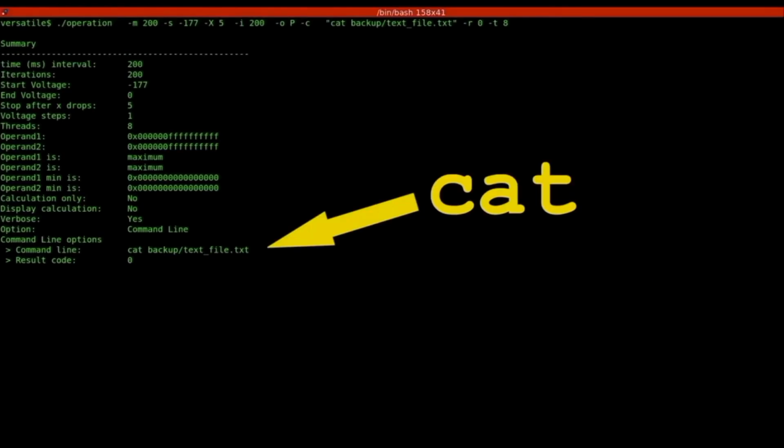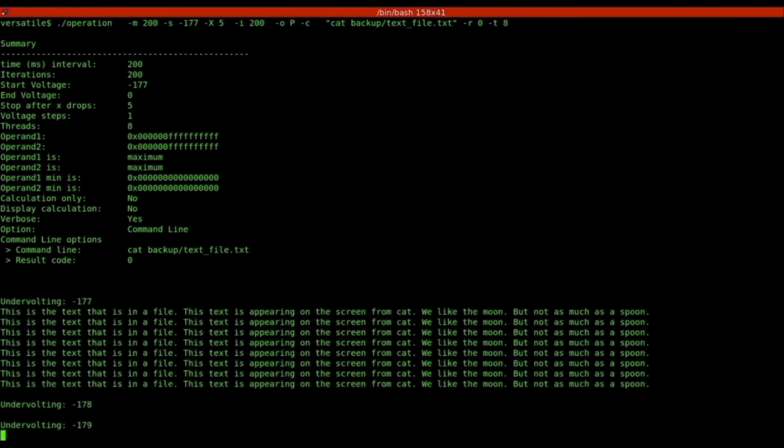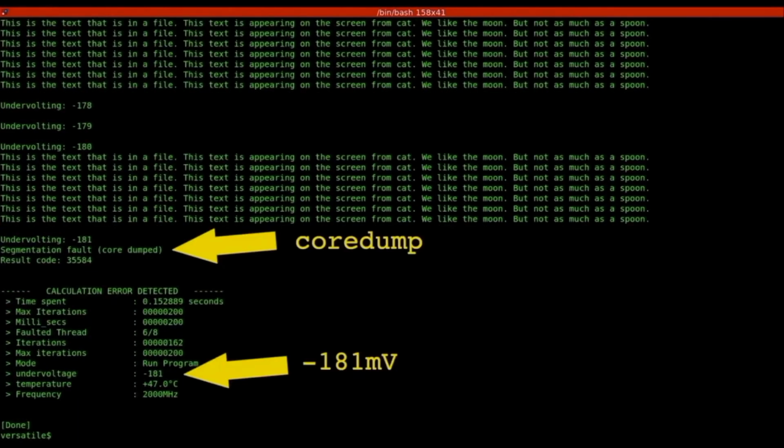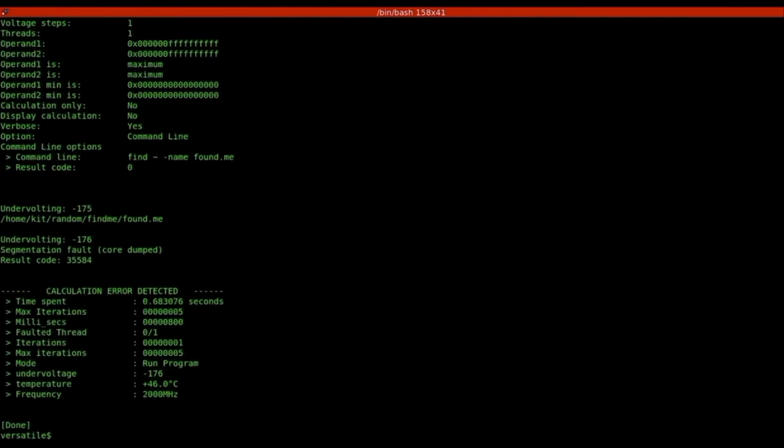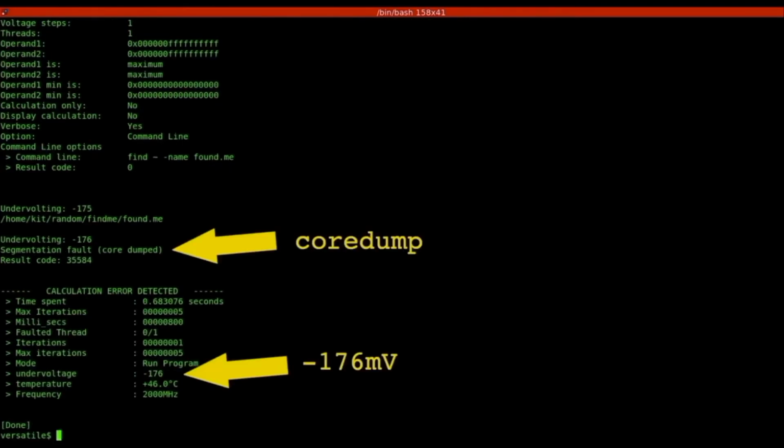Let's just see what else I can fault. So first of all, I'm going to have a go at faulting cat. I'm just going to cat a program and I'm going to undervolt. And you can see the text being written to the screen. And there we are, we got a core dump with cat. Let's try something else. How about trying find? I'm just going to find a file I know is on my computer and I'm going to undervolt. It found it there and then it core dumped again. So we can force find to core dump.